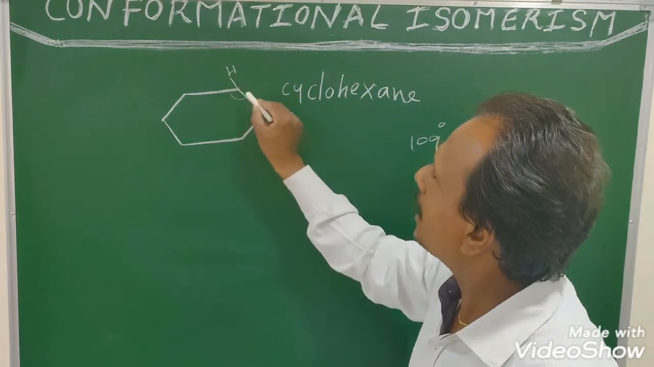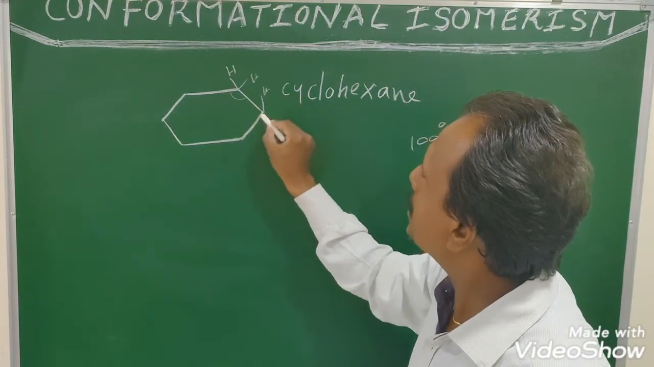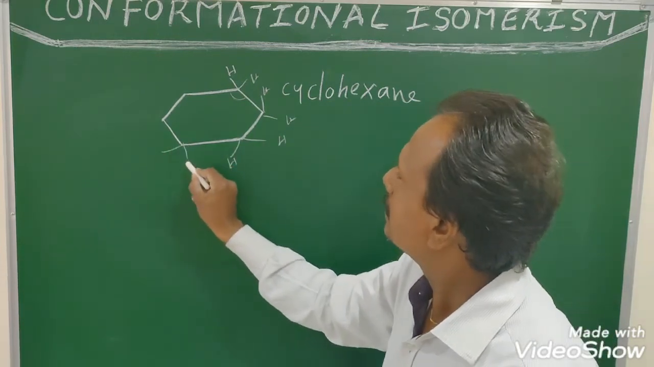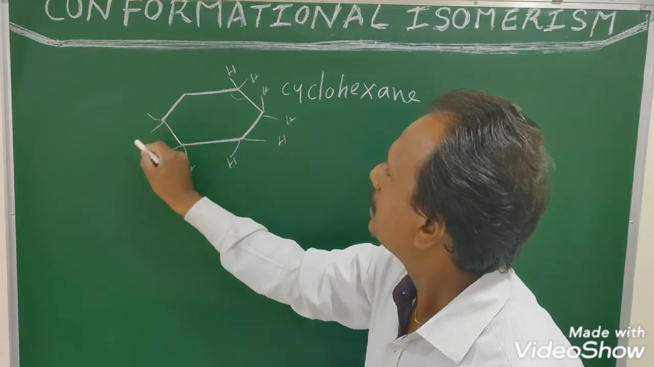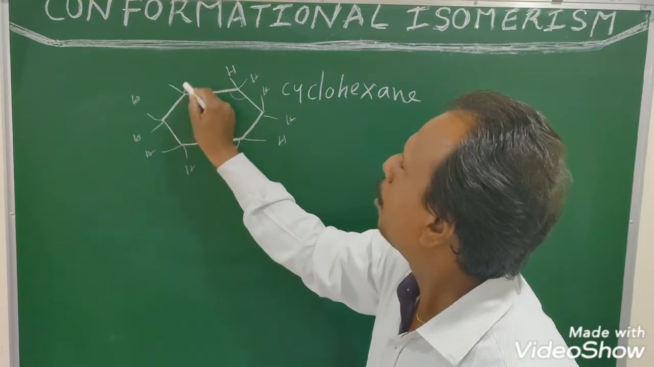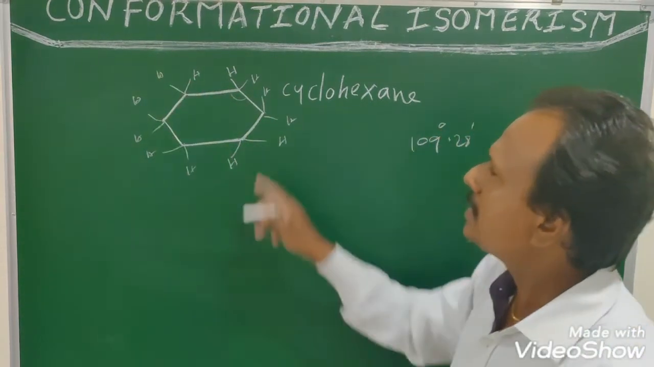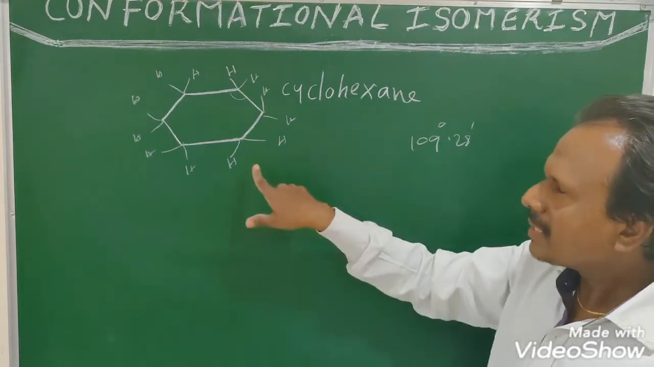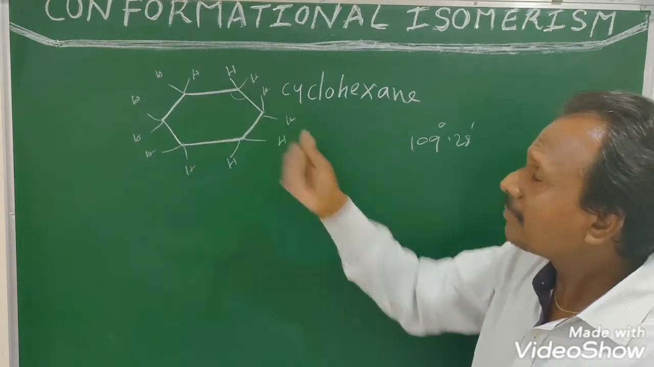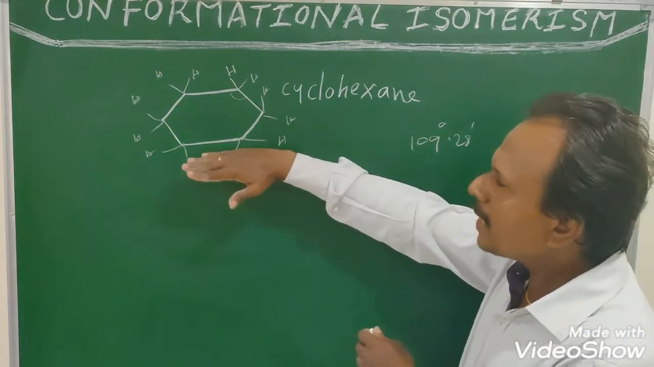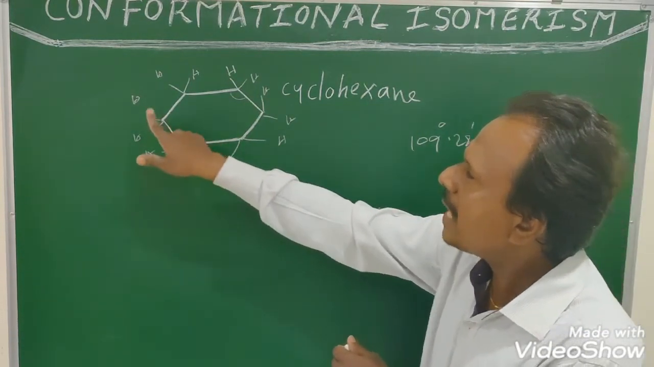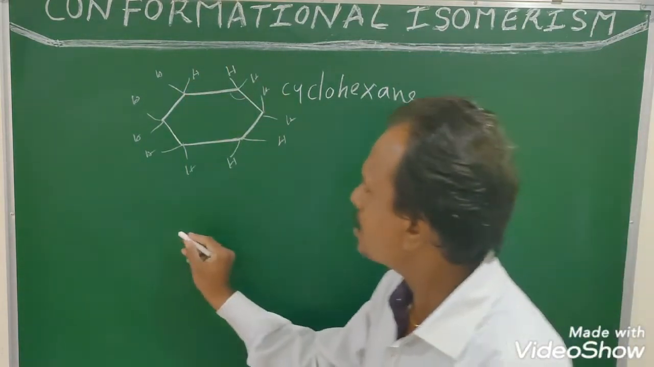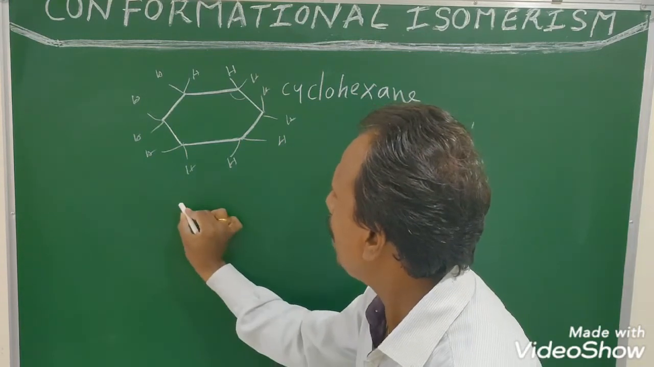Each carbon has two H atoms, and they are close to each other, so there is spherical strain. Due to the close distribution of H atoms, there is repulsion among H atoms, which leads to more energy. So cyclohexane does not exist as a hexagonal ring. To attain stability, due to free rotation of the sigma bond, these atoms change their spatial locations. First, it is converted to the half chair conformation.